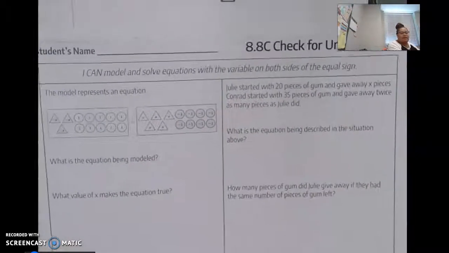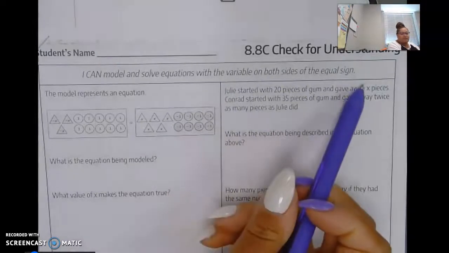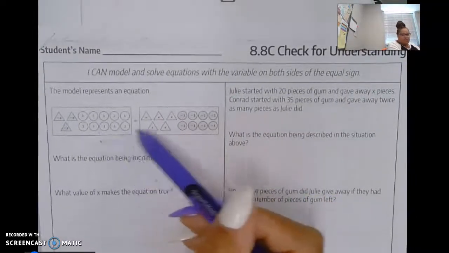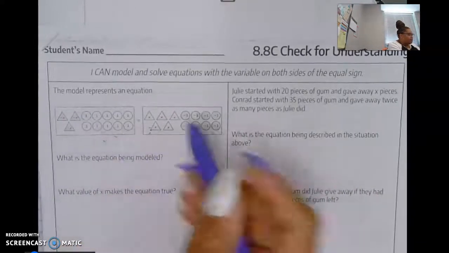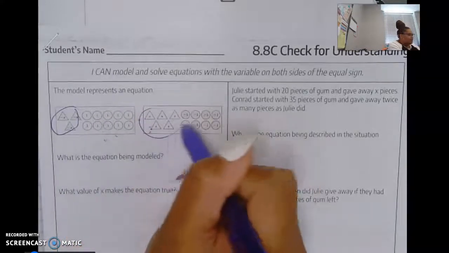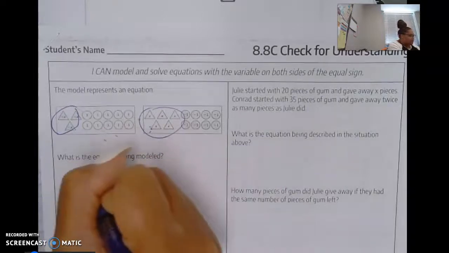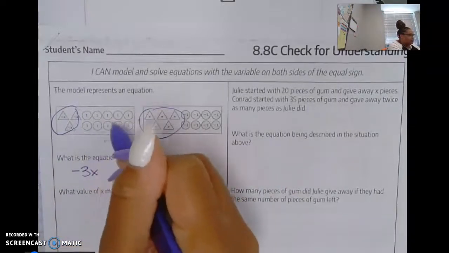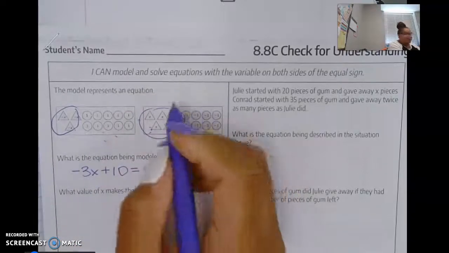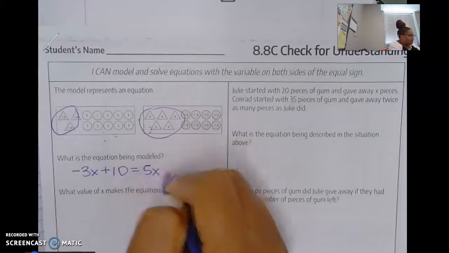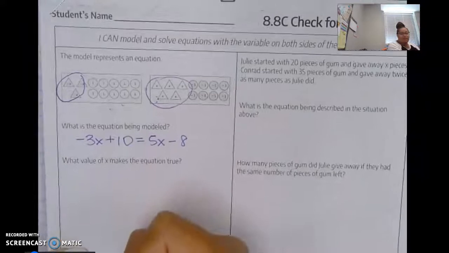This is TEK 8.8C. We are modeling and solving equations with the variable on both sides of the equal sign. You are going to see a question like this on the STAAR. It's guaranteed. With these little symbols here, these are negative x's and these are positive x's. First I need to write the equation. This is negative 3x, and these are 2, 4, 6, 8, 10 positive 1s, and they're equal to 5x and negative 2, 4, 6, 8 1s. So there's my original equation.